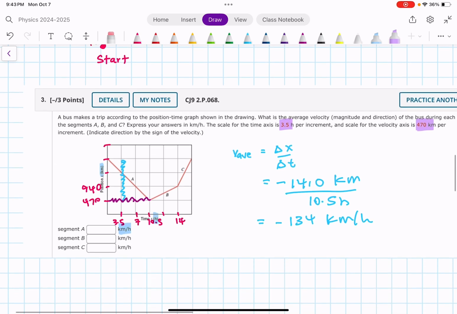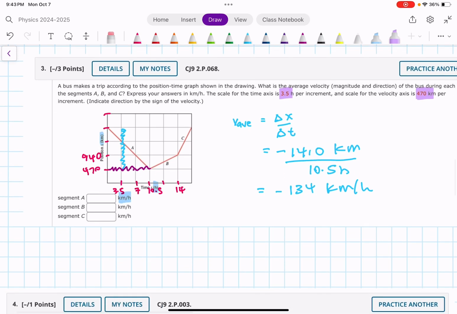Okay, so for part 3, just use this process, but use your own numbers. Okay?